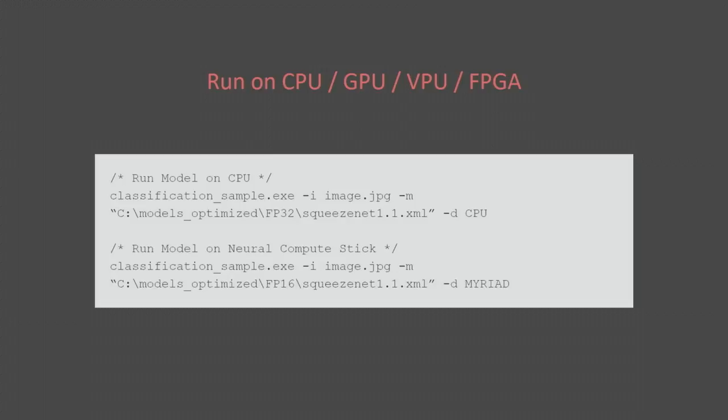And here's how you use it. It's dead simple. You use your executable. You choose, in this case it's an image, so you want to apply the model to an image, and then you say run it on a CPU. Or you can alternatively say run it on a VPU, and yeah, this is a VPU.